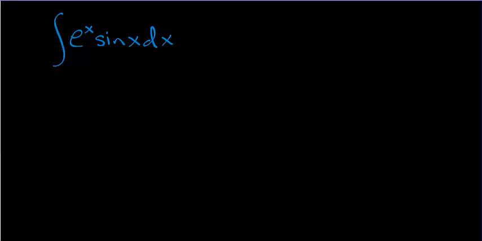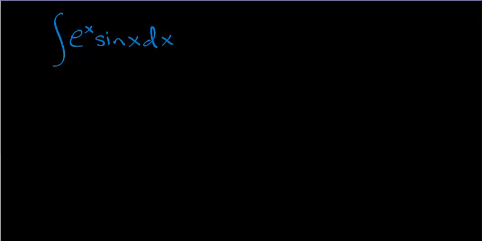So when we pick u to be one of the two parts, it's not going to ever go away, no matter how much we differentiate it. No matter how much we differentiate e to the x, it's never going to go away. No matter how much we differentiate sine x, it's never going to go away. So this one is not going to turn out the way the others did when we were using integration by parts.